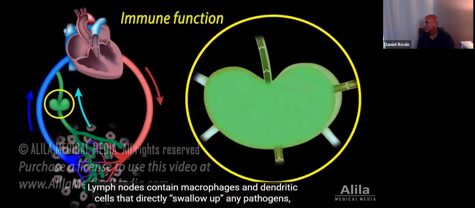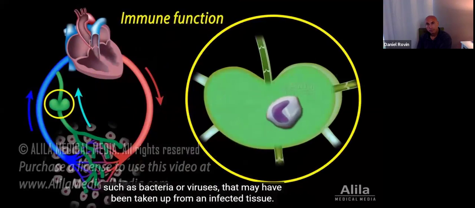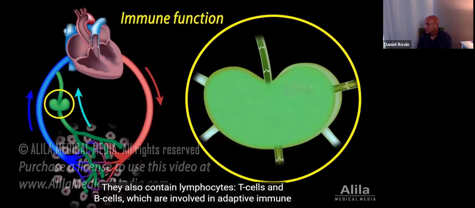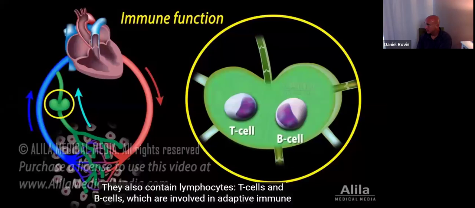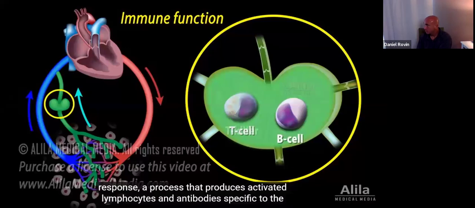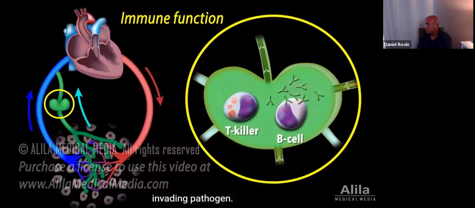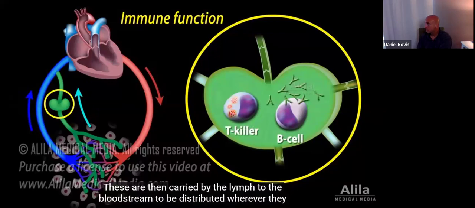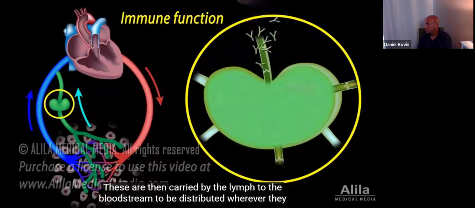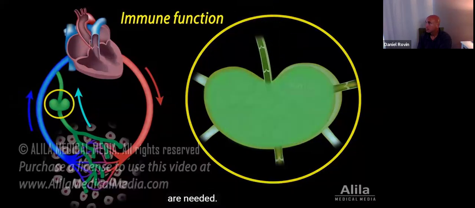Lymph nodes contain macrophages and dendritic cells that directly swallow up any pathogens, such as bacteria or viruses that may have been taken up from an infected tissue. They also contain lymphocytes, T cells and B cells, which are involved in adaptive immune response, a process that produces activated lymphocytes and antibodies specific to the invading pathogen. These are then carried by the lymph to the bloodstream to be distributed wherever they are needed.